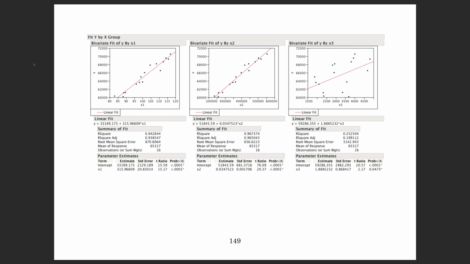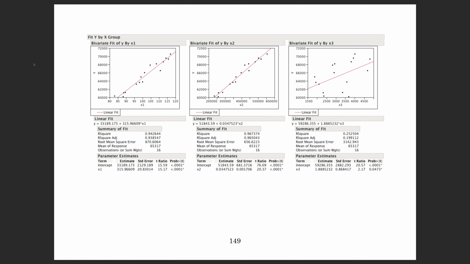If we look at x3, you can see this is not very good. The R squared is only 25%, and the significance level is only just significant at 5%. All of these x's do show, however, an increasing trend, meaning as x1, x2, and x3 increase, y increases. So we've got two good predictors and one not very good predictor. A lot of people would say, okay, that means we need to include x1 and x2, but we probably don't need to include x3.